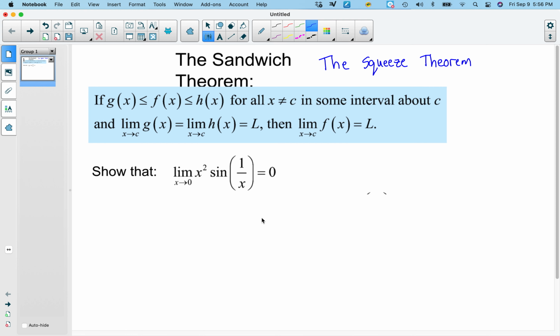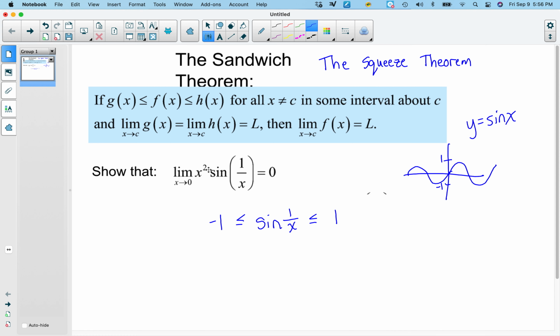So what I'm going to start with is the idea that sine of 1 over x is always in between 1 and negative 1. Remember, if you think about y equals sine x, the graph, the highest it ever is is 1, the lowest it ever is is negative 1. It looks something like this. So we know that sine of anything has to be in between negative 1 and 1.